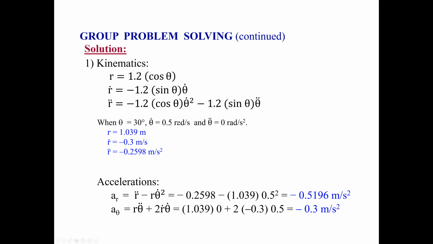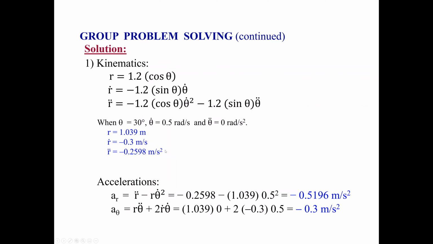Okay, same thing. You have an angular velocity. Now you have an angle of 30 degrees that you're going to find it at. You have an angular velocity, then the second derivative, same thing. Your angular velocity is constant. So then, of course, the angular acceleration, sometimes you'll see this as just alpha, right? So the angular acceleration is 0 for this case, okay? So when you substitute in for each of these, you're going to find r is, when you put in 30 degrees, r is 1.039. The first derivative of r with respect to time is minus 0.3 meters per second. And the second derivative with respect to time is minus 0.2598 meters per second squared.